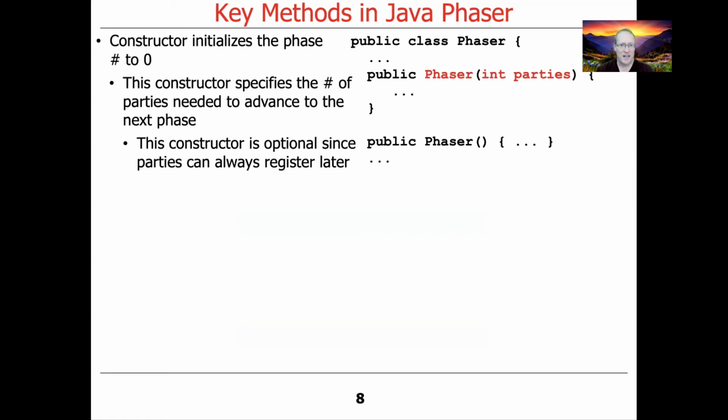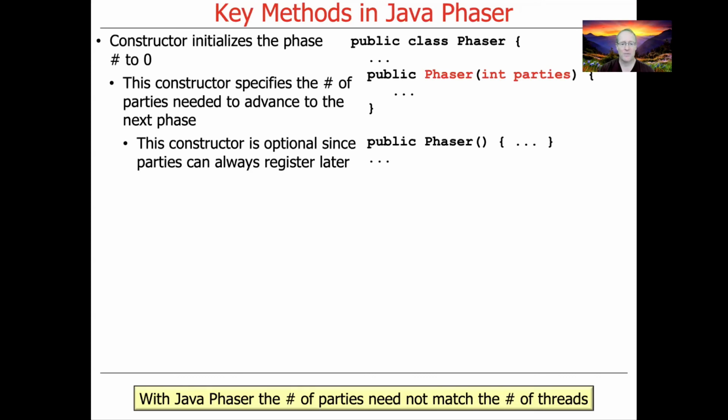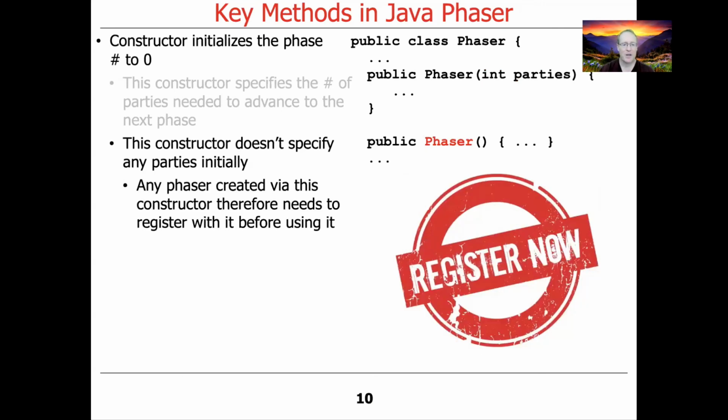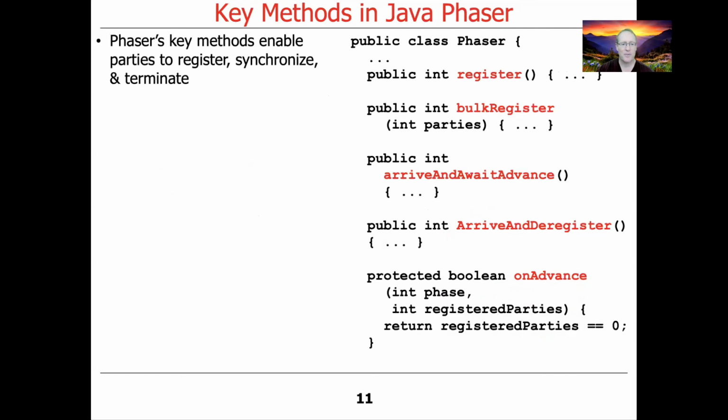This constructor that takes the initial parties count is actually optional because you can always register parties later using some other methods we're going to talk about momentarily. With Java phaser, the number of parties doesn't need to match the number of threads, whereas with the cyclic barrier, they needed to match. So this gives you some additional flexibility and also some additional complexity. This constructor doesn't specify any parties initially, so they all have to be added dynamically. So any phaser that's created with the default constructor will need to be registered by other threads before you can use it in some sensible way.